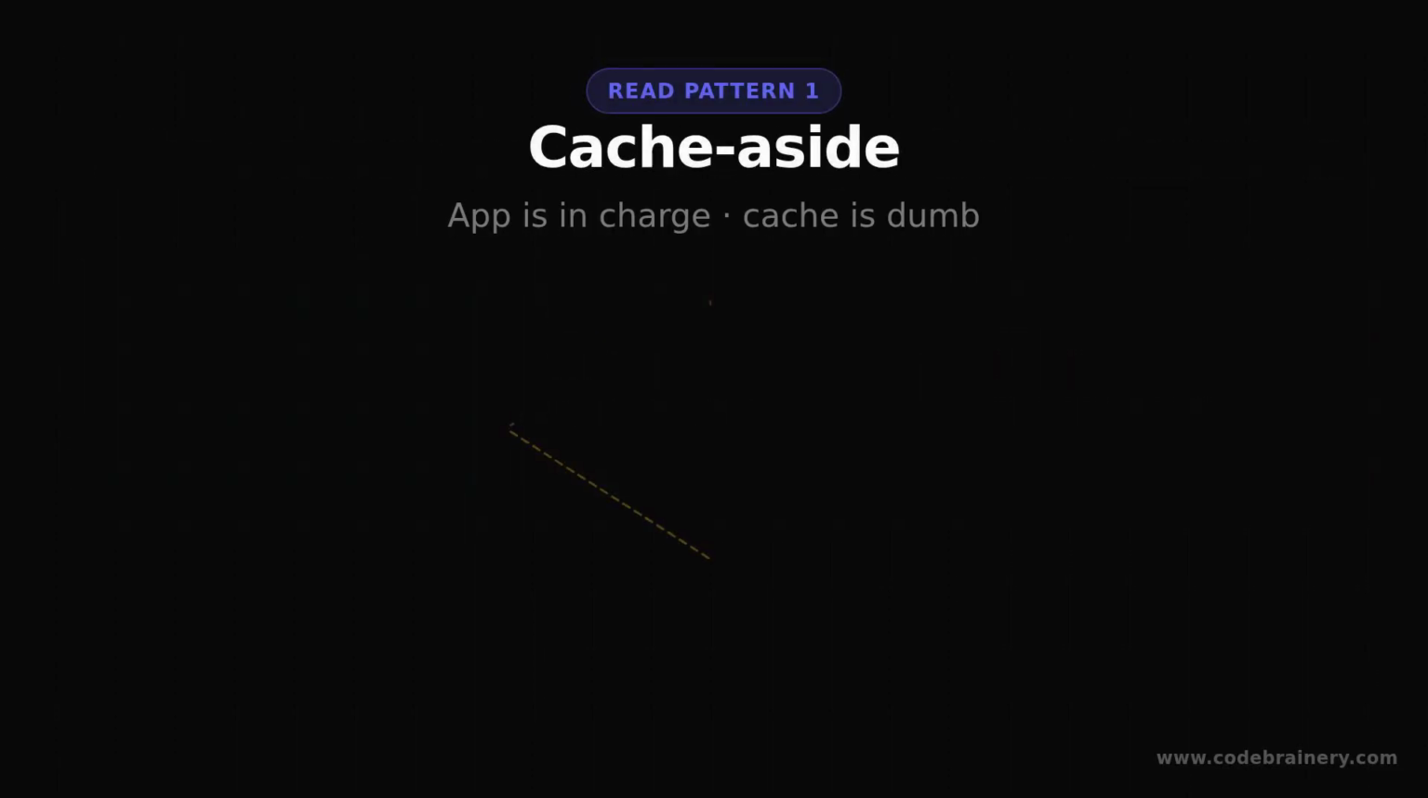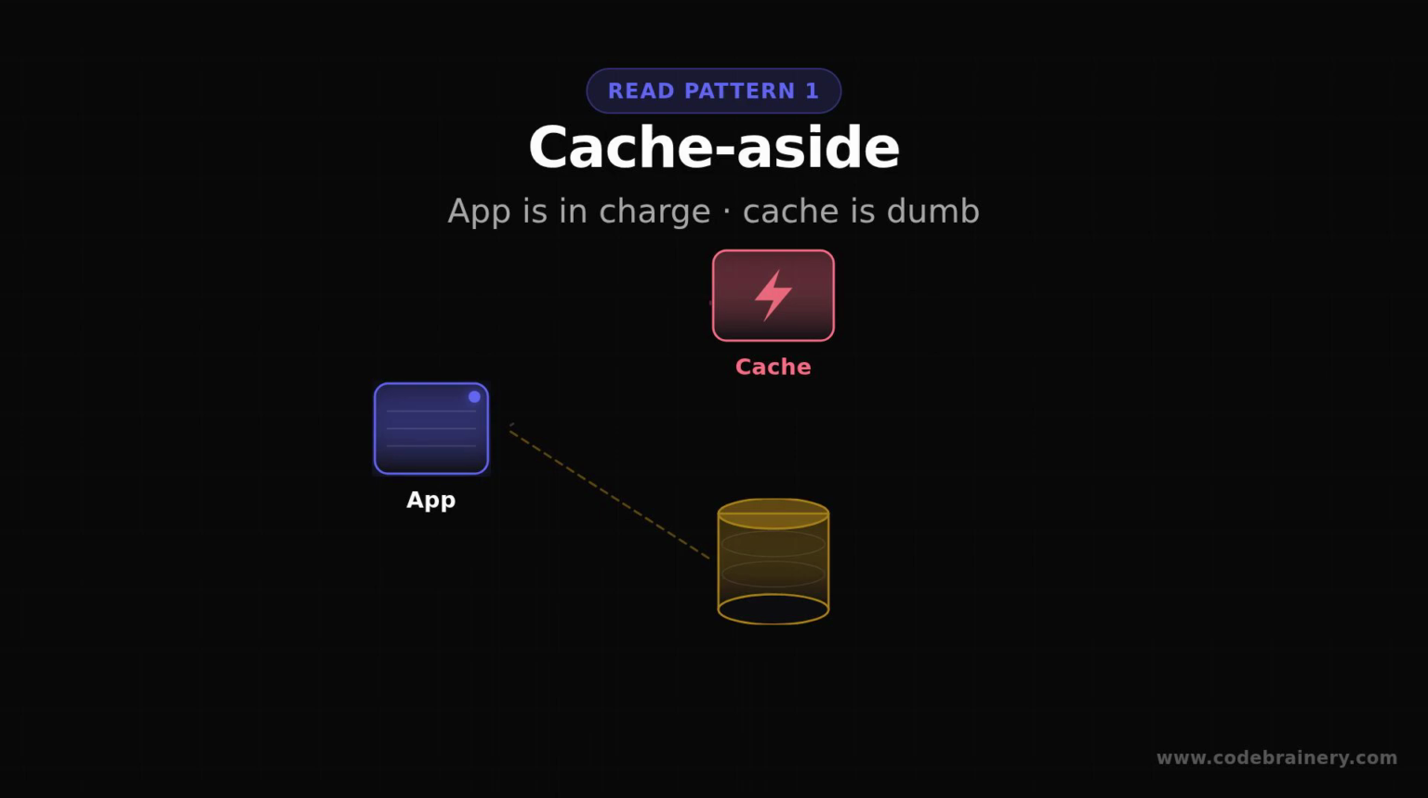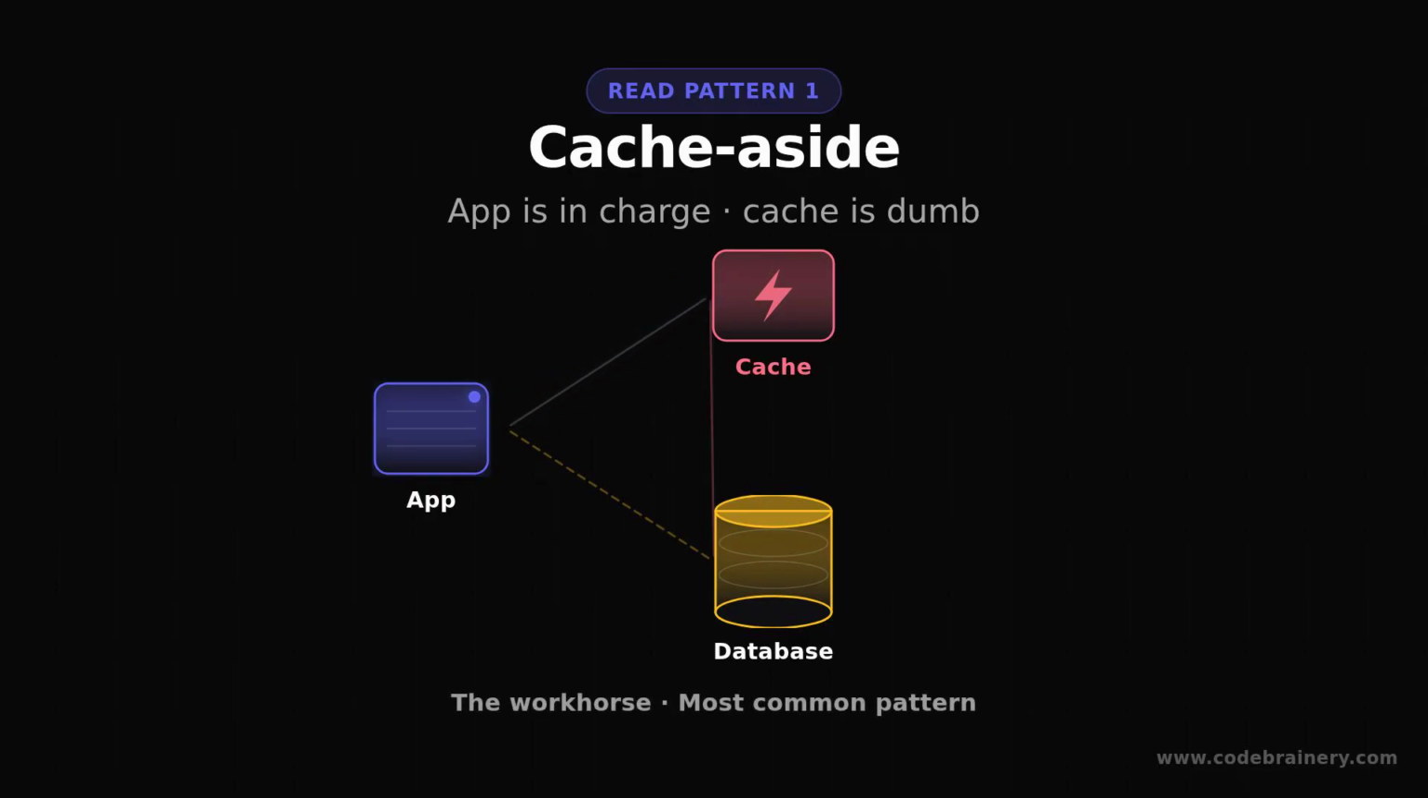First read pattern, cache aside. This is the most common and the simplest to understand. When your app needs data, it asks the cache. If the cache has it, return it. Done. If the cache doesn't have it, the app goes to the database, fetches the data, stores it in the cache for next time, and returns it.